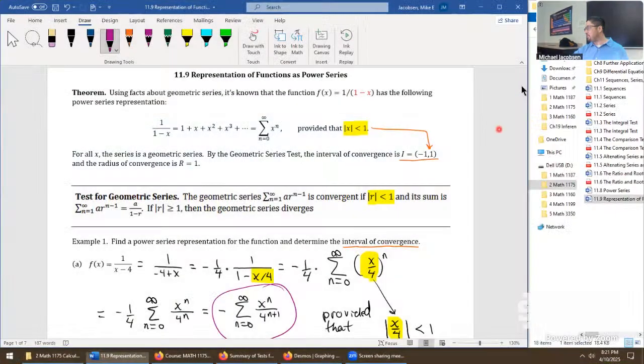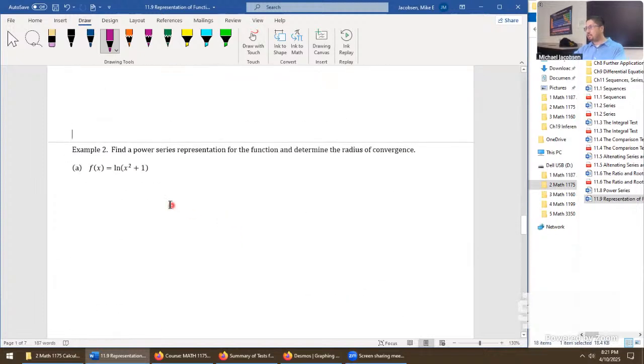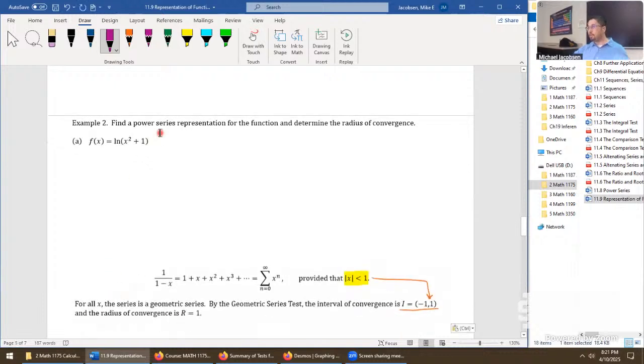So let's capture this again. We're about to reuse it. And let's try it out next on example 2. We want a power series representation for natural log x squared plus 1, as well as its radius of convergence. But the function in no way fits this format. There's nothing I can do to make that work. However, here's a weird method that will work.